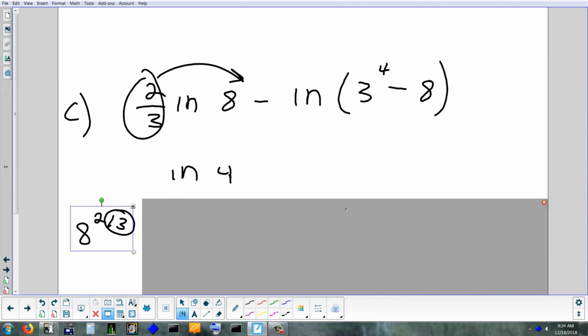Okay, so that's the first part. Minus 3 to the 4th. We just did that in the last problem. What was 3 to the 4th power? 81, and then minus 8.